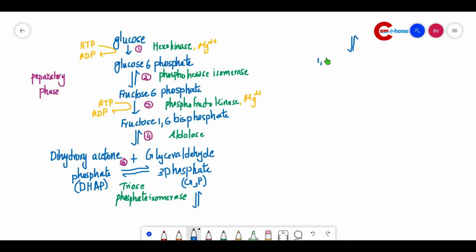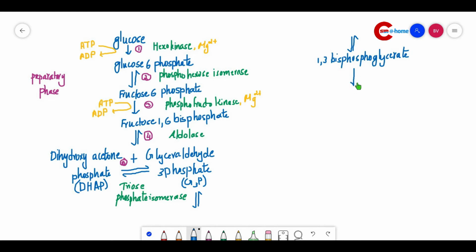Glyceraldehyde 3-phosphate is converted into 1,3-bisphosphoglycerate. This is the first step. And here there are 2 molecules of 3-carbon compounds. That means one glyceraldehyde 3-phosphate is converted into a pyruvate, and then this dihydroxyacetone phosphate is converted into another molecule of glyceraldehyde 3-phosphate, and this one is also converted into pyruvate.